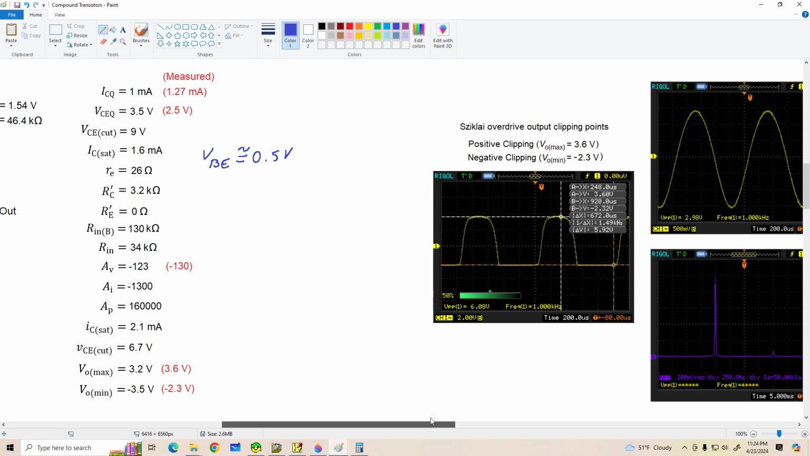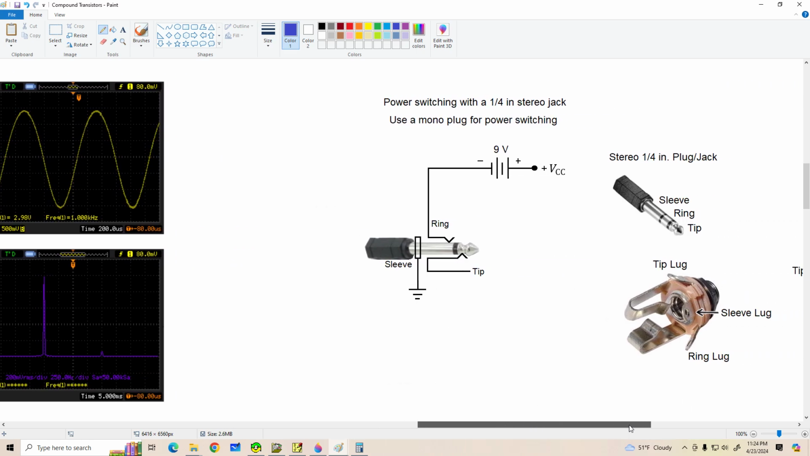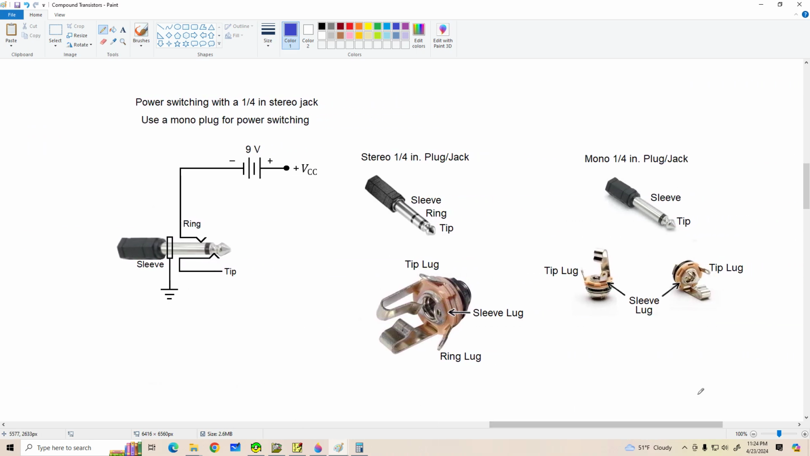Now let's take a look at this power switching setup we've got. I'm using the input jack to control whether the amplifier is powered up or not. When there's no plug in the jack, the ring and the sleeve are separated and the 9-volt battery has no path to ground. When we insert a mono plug into a stereo jack, the sleeve of the mono plug shorts the ring connection to the sleeve, and it completes the circuit, so the battery now has a connection to ground and we can run our amplifier.